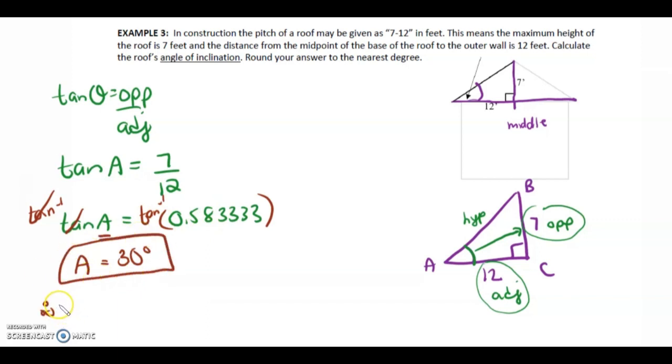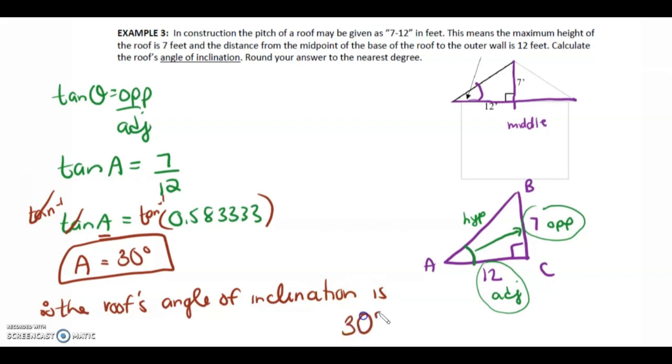Okay, so therefore, the roof's angle of inclination is 30 degrees.